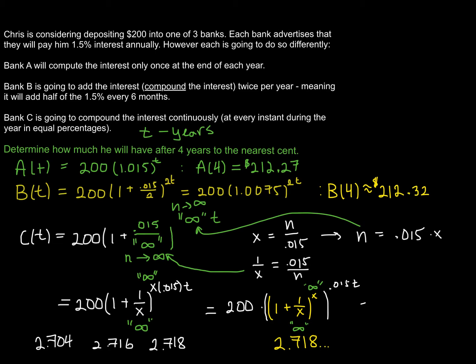So what we have is now the equation C of t is equal to 200 times 2.718, all raised to the 0.015 times t power. And using that equation, we can compute C of 4. So go ahead and do that now. Now, if you did everything correctly, you'll get $212.37, a little bit more than if you only compounded the interest twice a year, and still more than if you compounded only once at the end of each year, which of course makes perfect sense.